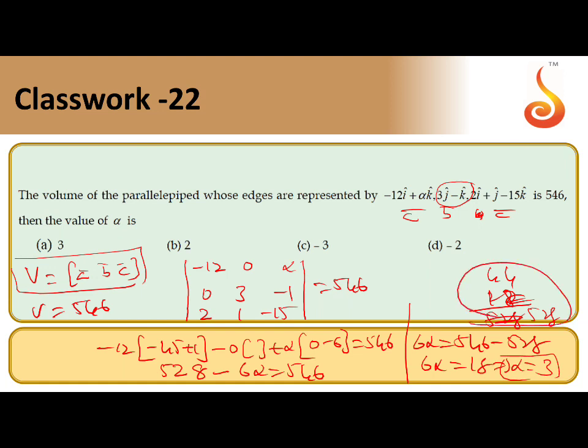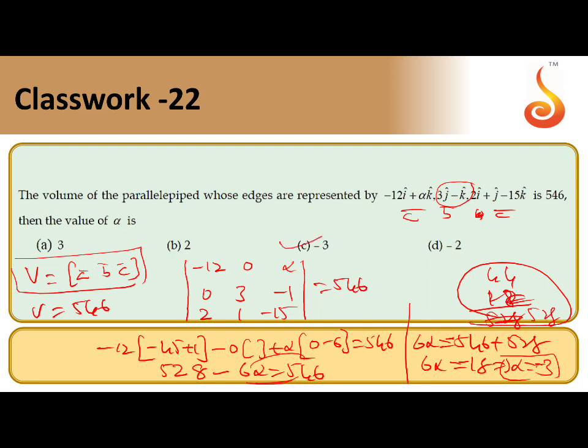So 44 and 12 is 528 comes here. Now we can simplify. So 6 alpha equal to 546 minus 528. Sorry, this comes as a minus, and this is a plus. The alpha is minus 3. If you take this to that side, this is given minus 1. Here minus 546 plus 528, that is 6 alpha equal to minus 18, alpha equal to minus 3.